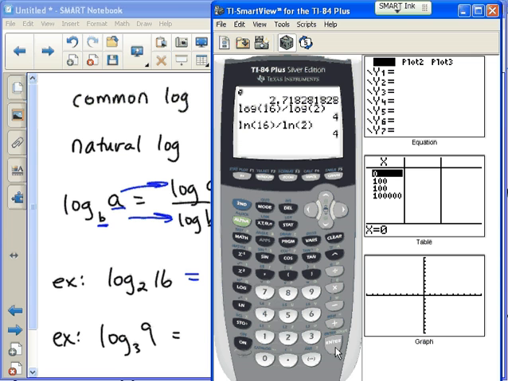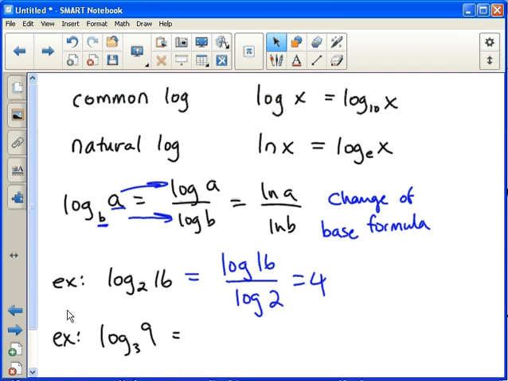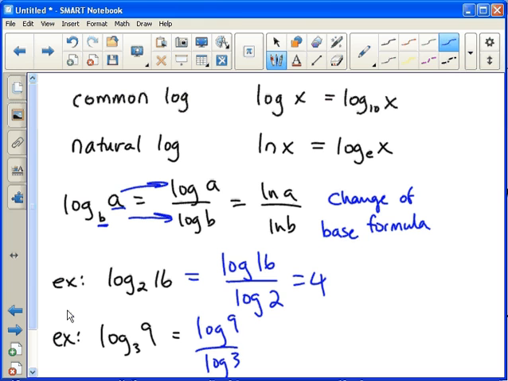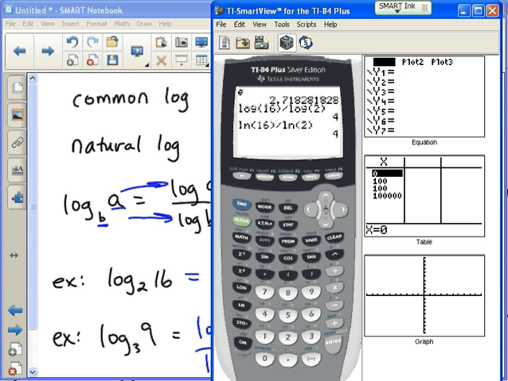So then the next one you see, log base 3 of 9. We're going to need to do log of 9 over log of 3. So we do log 9 divided by log 3, and we get 2. And again, you could do natural log if you wanted.